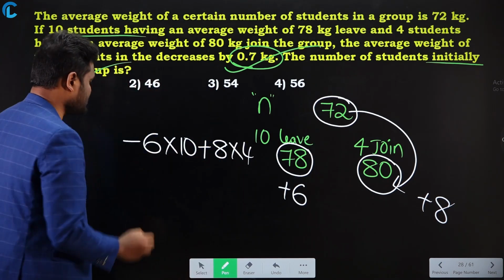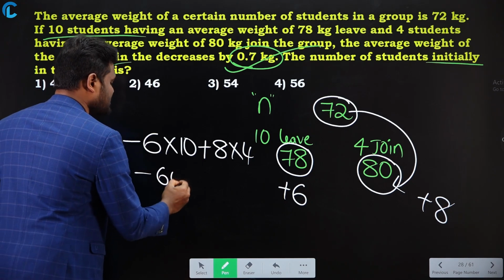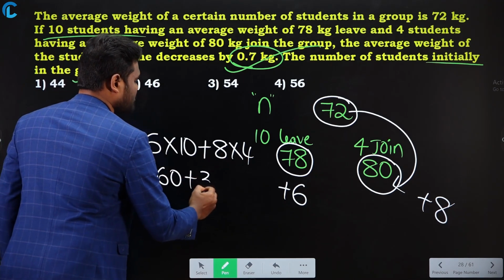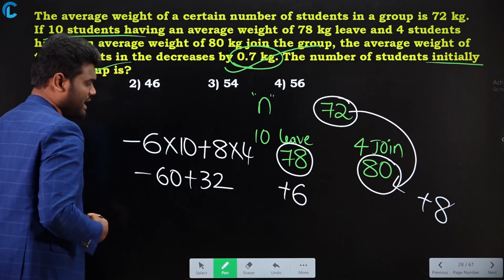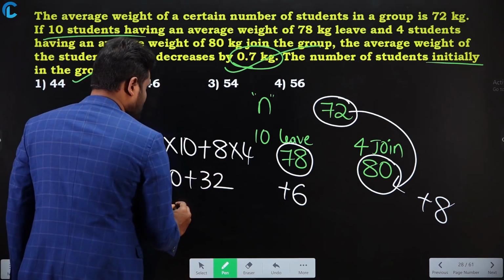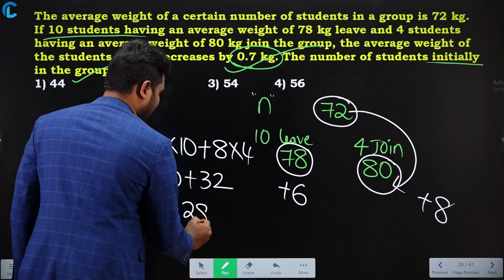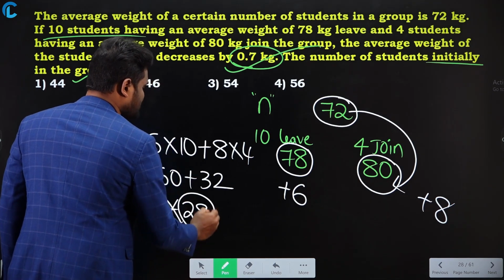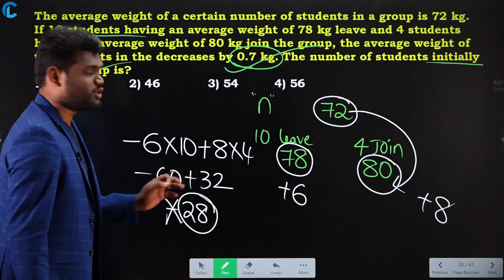Okay, now if you are going to simplify, this is going to be minus 60 plus 8 4 times, which is 32. Now if you simplify this one, it is going to be minus 28. So neglect this and you can say just 28, which means I got a difference of 28.